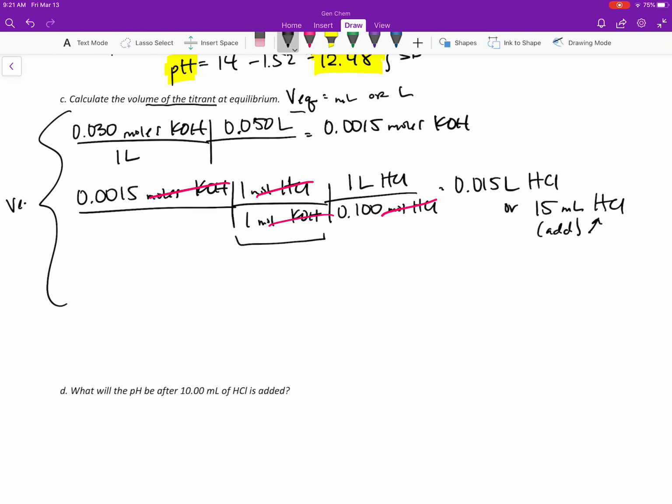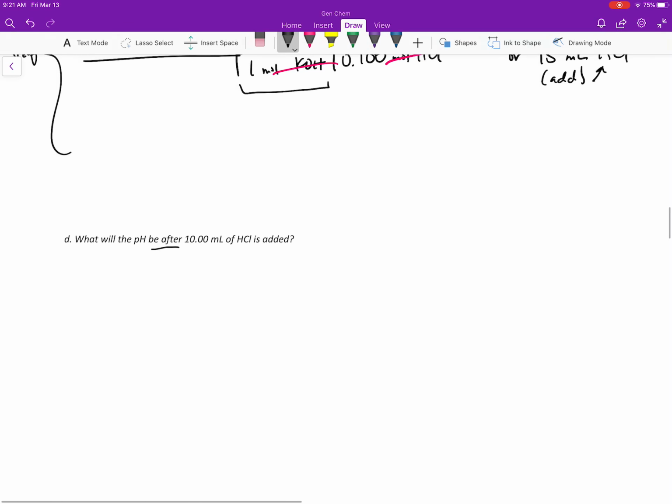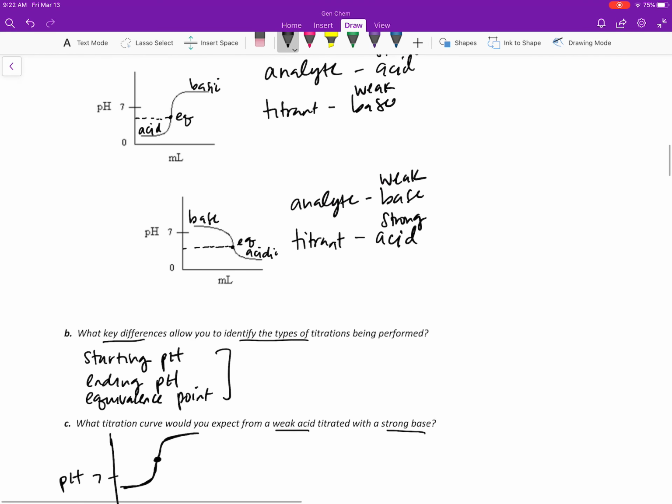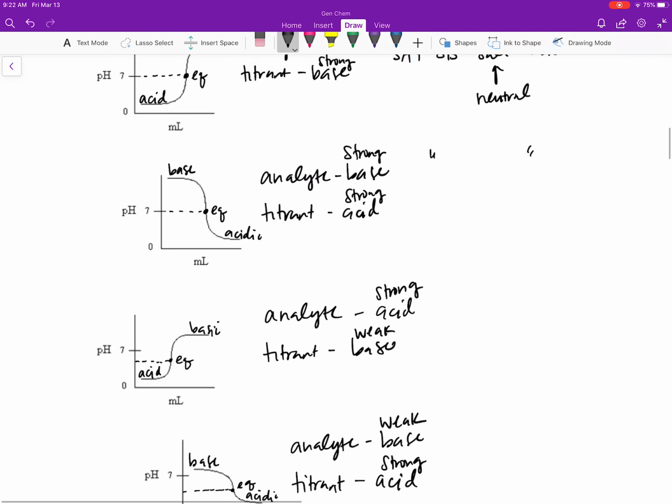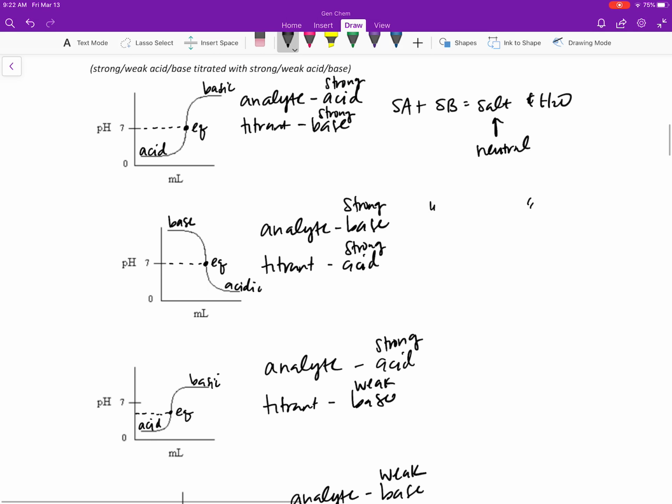So this says, what will be the pH after 10 milliliters of HCl is added? Well, if I know the VEQ is 15 milliliters, this is before. Okay, so if we think back to the curve, right now I'm starting with a strong base and I'm in this region right here. So I am before the equivalence point.